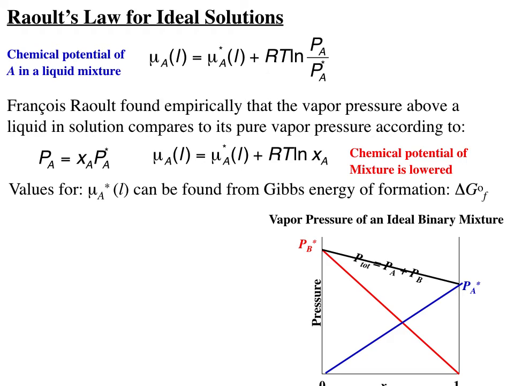Now, if Raoult's law is placed into the expression for the chemical potential, we find that the chemical potential of liquid A is equal to the chemical potential of pure A, not in the mixture, and of course that can be found from the delta G of formation of liquid A. That's where I can get that value. Mu A star comes from the delta G of formation of liquid A, and then I just add to that RT ln XA, mole fraction of A in the mixture of components.